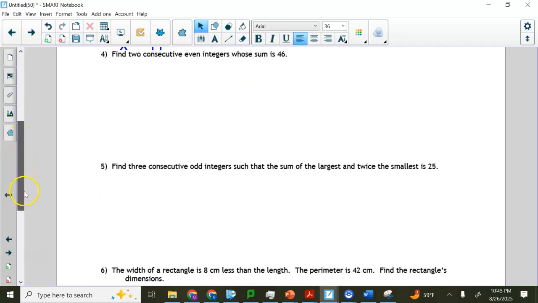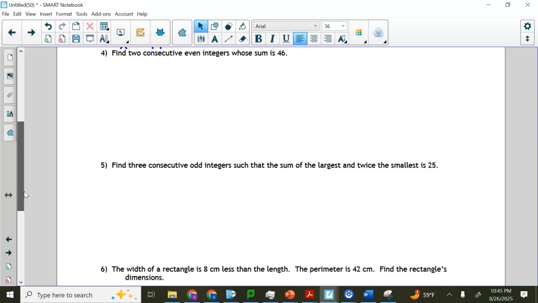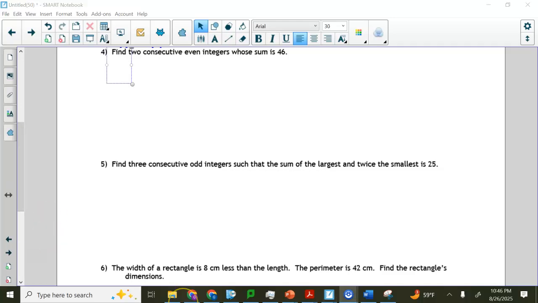All right, let's try number 4. Now this one, for even integers, we have to do something slightly different. We can still start with our first integer being x, but then to find the next one that's an even number. So imagine if x were 2 and the next number were 4. The second number I need to call x plus 2. Okay, and then equal to 46.